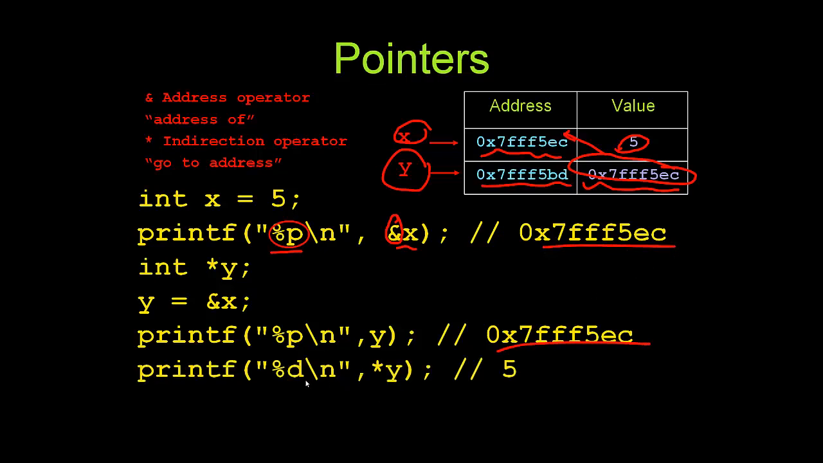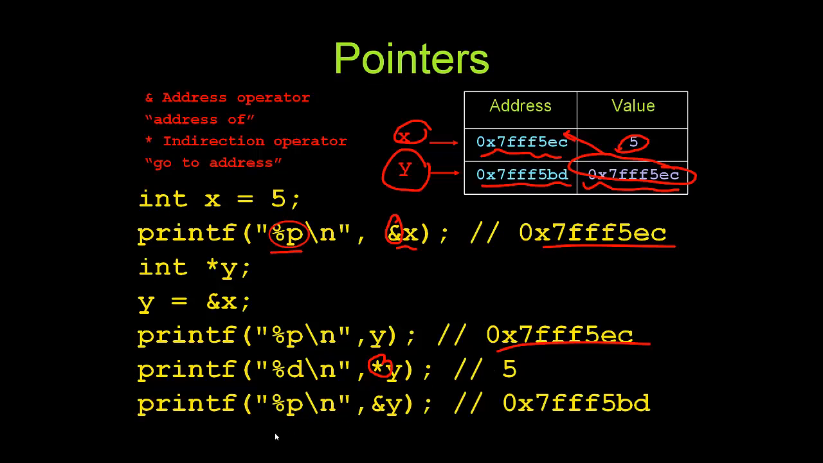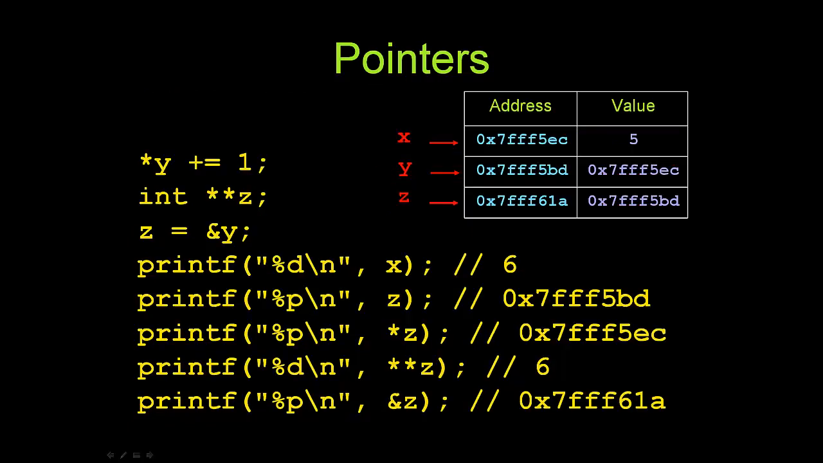Now if you do printf of star y, this goes to the memory address stored in y and gets the value stored at that address, which is x. So it's 5. And if you print the address of y, you get a different value because y has a different memory address.